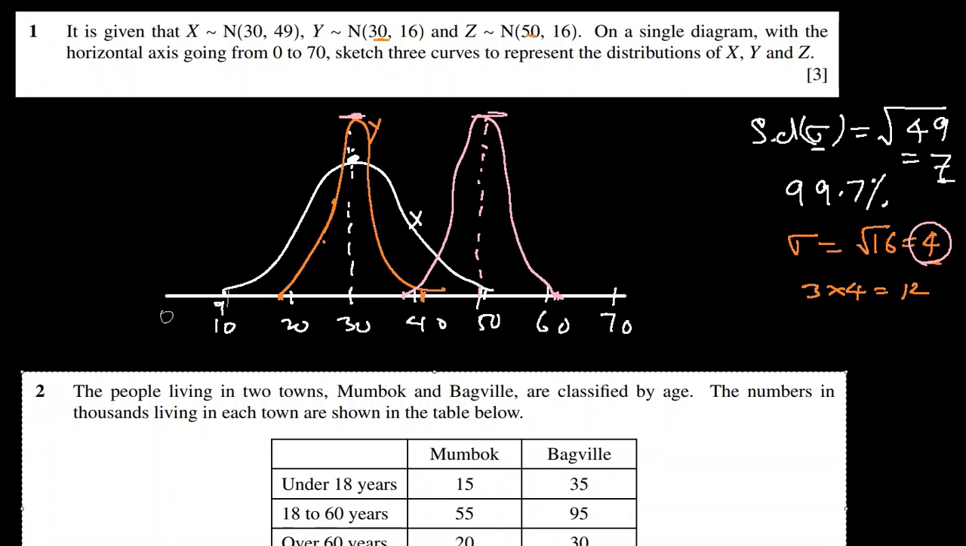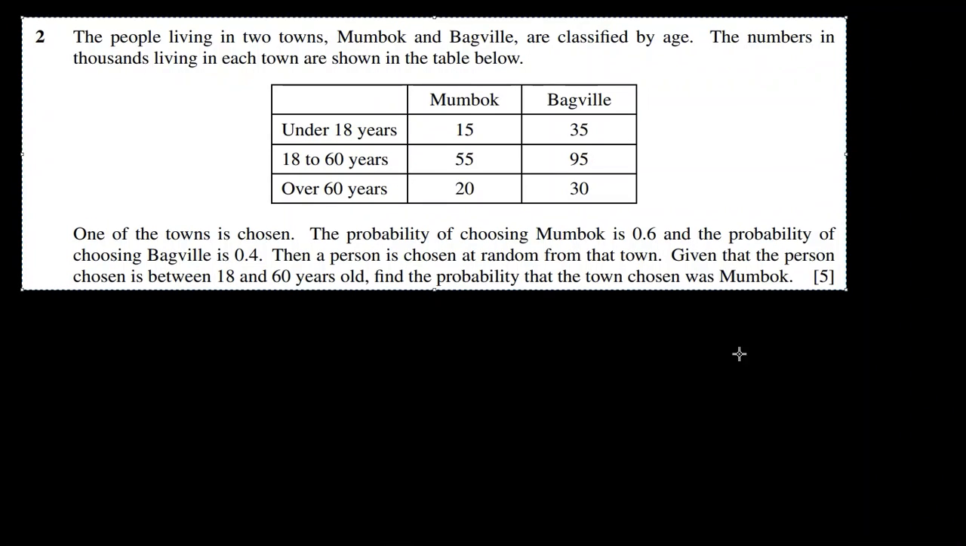Next, question number 2. The people in two towns, Mumbok and Bagville, are classified by age, and this is the table that shows their ages. The numbers in the thousands living in each town are shown. So that means this is not 15, it is 15,000 actually. And similarly, this will be 35,000, this will be 30,000 and so on.